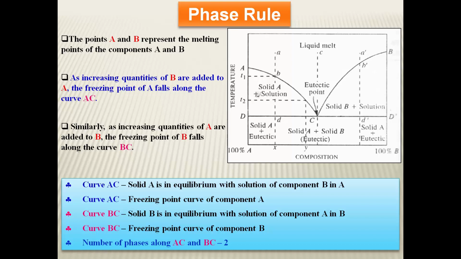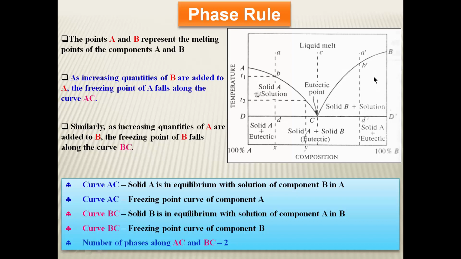Now, once we have well understood, similarly as I discussed with you about the area ACD, similarly we can interpret the area BCD. As at this point solid A started separating out, similarly for this point at B prime, solid B will start separating out, and what will we have in solution behind?